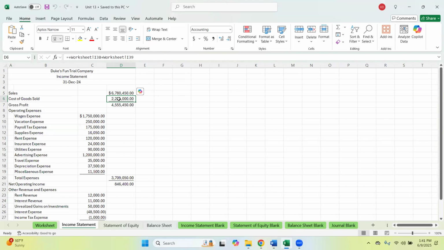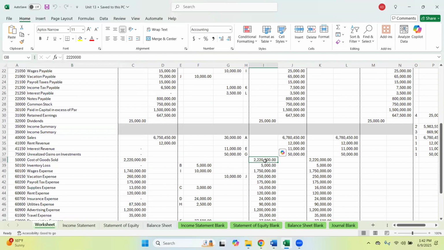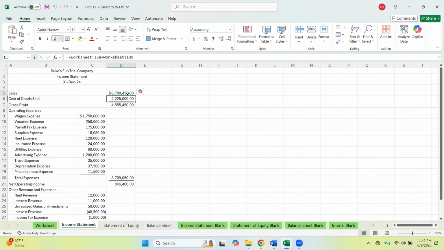I have my sales and my cost of goods sold in here. Notice in my worksheet, there are two cells that it is referencing, 38 and 39. It's referencing over here I-38, which is right here. This is 38 and this is 39: cost of goods sold and the inventory loss. I'm going to keep the inventory loss separate because that's what I prefer. I think it's appropriate. It is part of cost of goods sold. When you are recording it, eventually it will get categorized with cost of goods sold expenses. So here we go. There is my sales, my cost of goods sold, and gross profit. Sales minus cost of goods sold equals my gross profit.